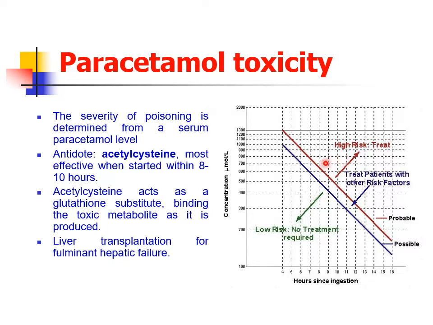How do we treat the patient? Antidote, acetylcysteine, most effective when started within 8 to 10 hours. What is the mechanism of action of acetylcysteine? Acetylcysteine acts as a glutathione substitute. Remember, we mentioned that when glutathione is depleted, this toxic intermediate will cause liver cell failure. So here acetylcysteine will act as a glutathione substitute binding the toxic metabolite. For fulminant hepatic failure, liver transplantation.